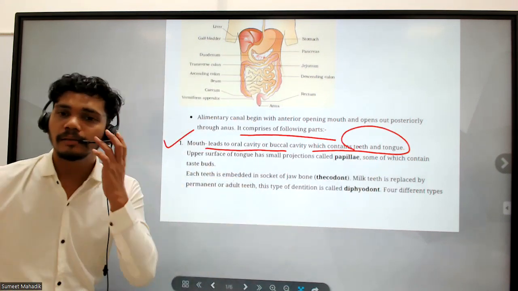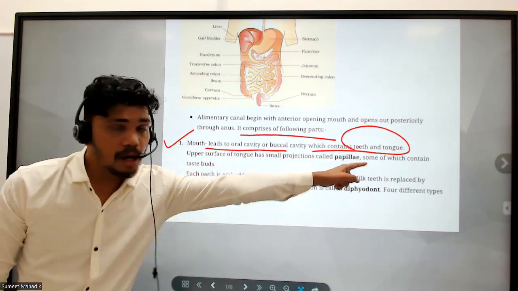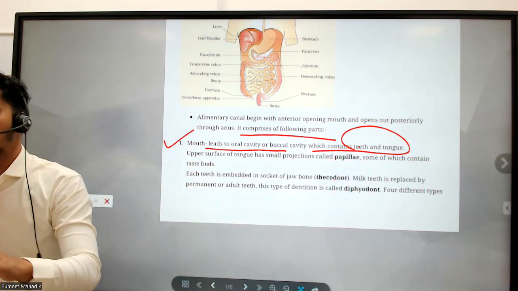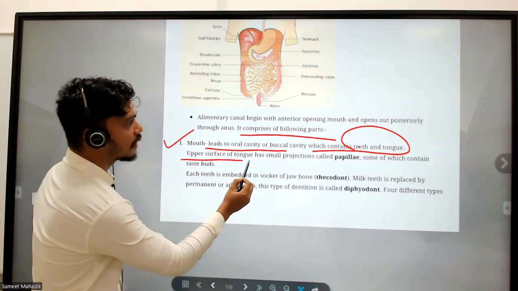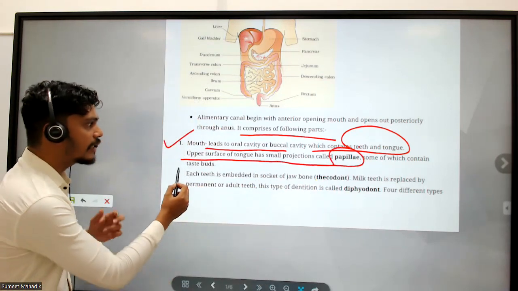What is the function of teeth? Mechanical function, right? And the tongue will be helping with those mechanical things. The upper surface of the tongue has small projections called papillae, some of which contain the taste buds.